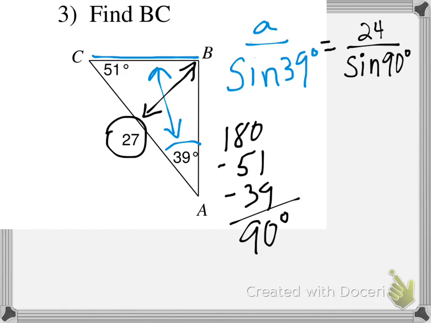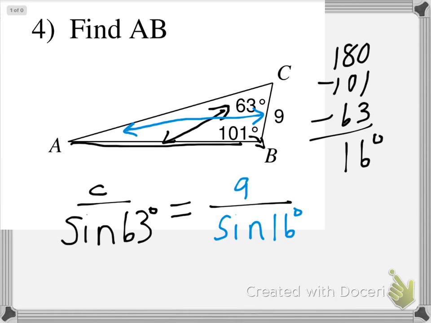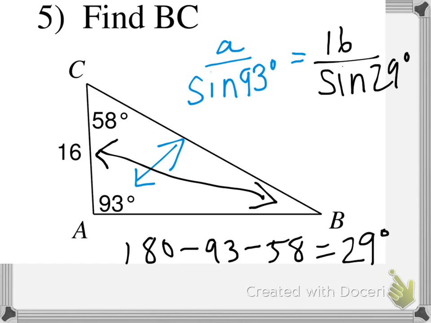Same thing is going to be for this one. You would multiply 24 times sine of 39, divide by sine 20. And this one's similar. You're going to take 9 times sine of 63, divide by sine 16. This one's also the same, 16 times the sine of 93, divide by sine 29.